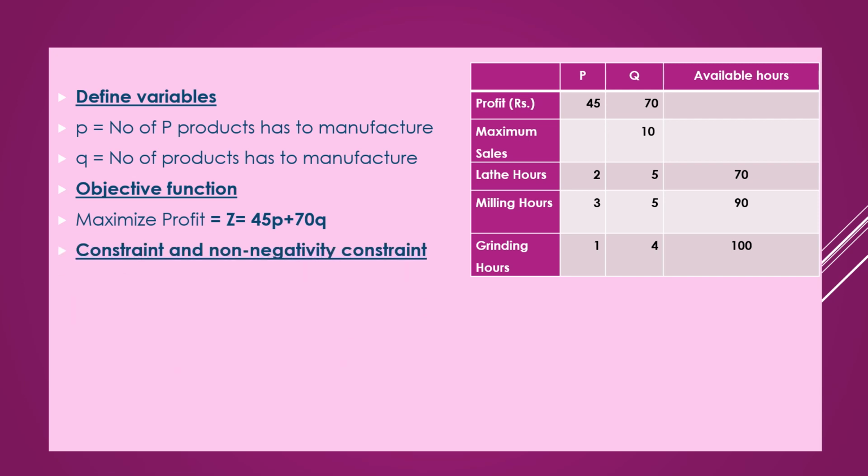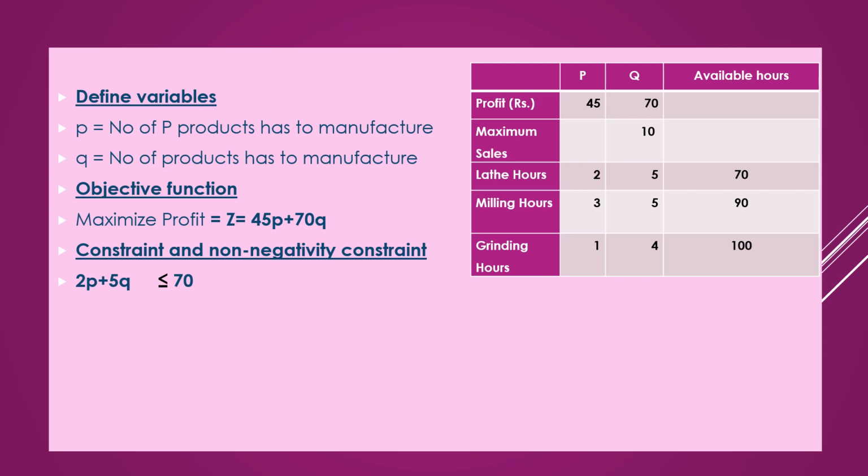And here I'm going to take the first constraint as the lathe hours. In this question, each P needs 3 hours and each Q needs 5 hours. Therefore, as a combination of these two, we can get a formula as 2P plus 5Q. And this should be less than or equal to 70. Why? There is a restriction of the lathe hours.